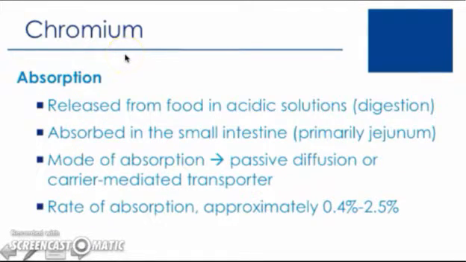We'll discuss the absorption process for chromium. We see that it is released from food in acidic solutions, so in an acidic environment such as the stomach, the chromium mineral is released from food, so then we have the free chromium available to be absorbed in the small intestine, and primarily that is occurring at the level of the jejunum. We see that the mode of absorption is either passive diffusion or via a carrier-mediated transporter, though we won't go over this process in detail, but just to know that it's either passive diffusion or a carrier-mediated process.